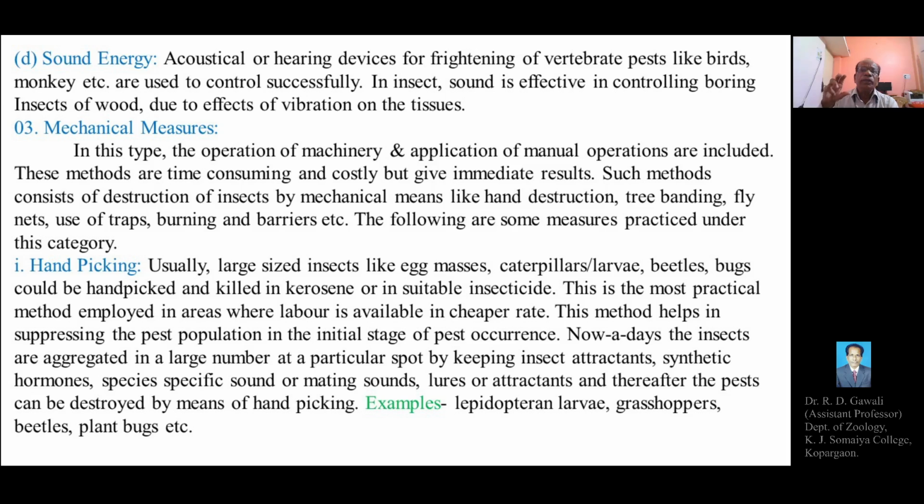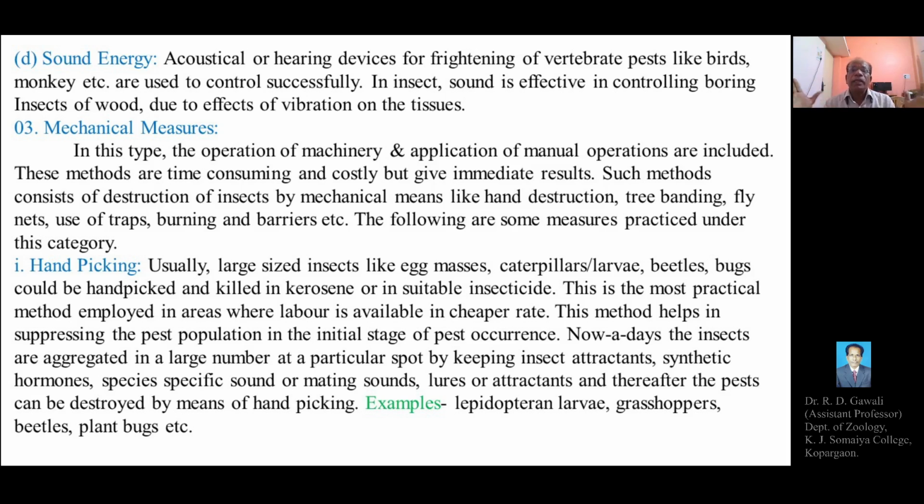So with the use of manual operation, that is simply hand picking or the collection of the large sized insects or the stages of the insects in the form of egg masses, caterpillars or the adult beetles and bugs, they can simply be hand picked or collected from the field and then killed in kerosene or in a suitable insecticide. This is the most practical method used in areas where labor is available at a cheaper rate. This method is useful in suppressing or reducing the pest population in the initial stage.